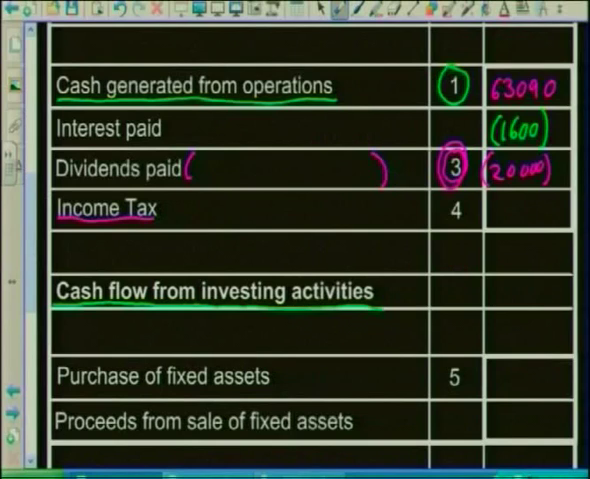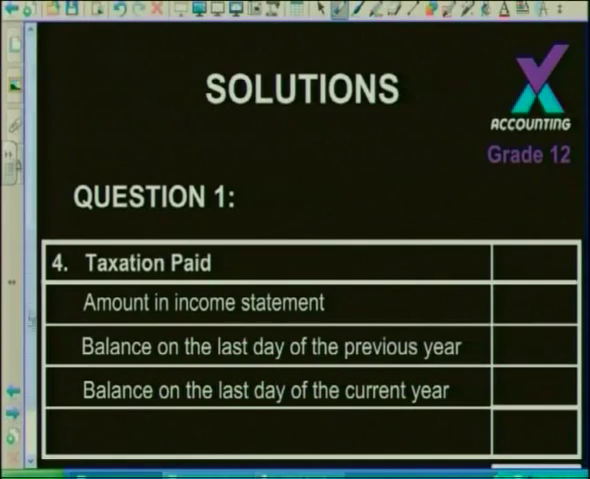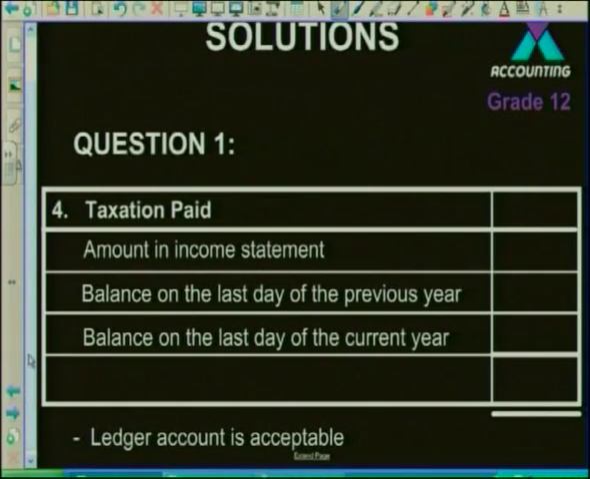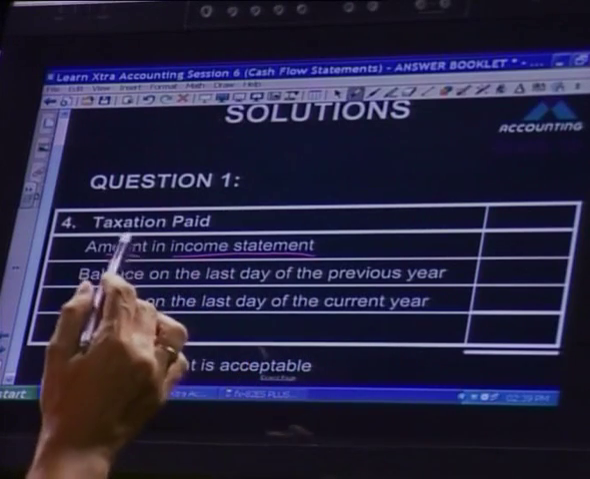Right, the last part of your cash generated from operations, we're now looking at income tax. So let's now go to note number 4, income tax note. Right, let's look at this note. Okay, taxation paid. How much of tax did you actually pay the receiver of revenue? Again, like we did for dividends, we are starting with the amount in the income statement. So the note is actually telling us, go to the income statement, look for taxation, and bring that amount to this note. So that's exactly what we're going to do.